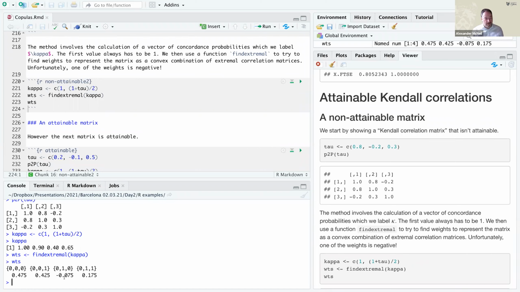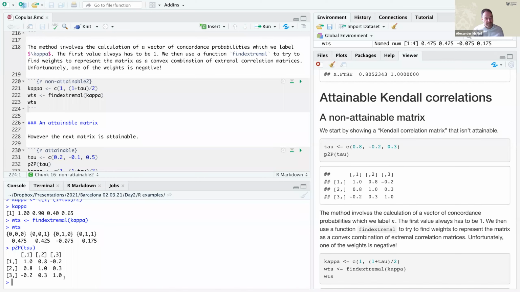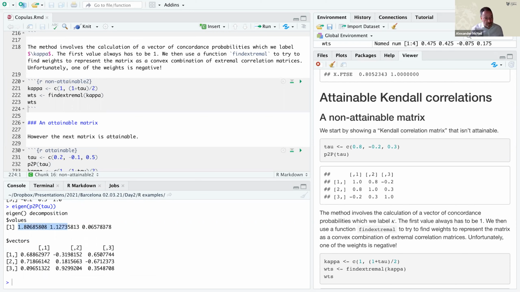So I know immediately that this tau matrix, this one here, P to P tau, I can't have that. I simply can't have that as a Kendall matrix. If an expert comes to me and says, that's what I want, I would say to that expert, I'm sorry, you can't have that because that is nonsense. We just can't have that. It's logically inconsistent. And that's quite important in these methods, that it's a perfectly valid correlation matrix, because if I take this matrix, which I've called P to P tau, then the eigenvalues, these are the eigenvalues, they're all positive. So it's fine as a linear correlation matrix, but we can't have it for Kendall.